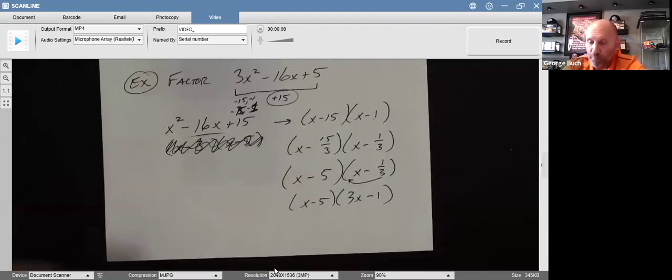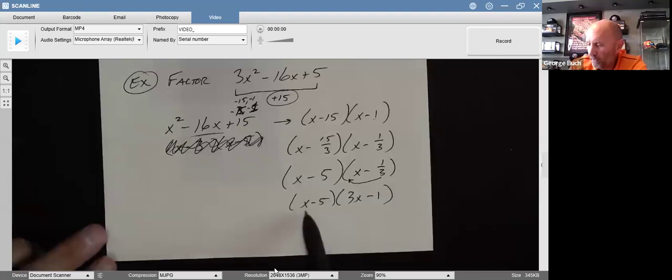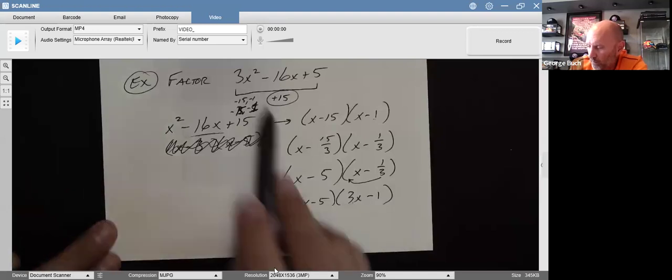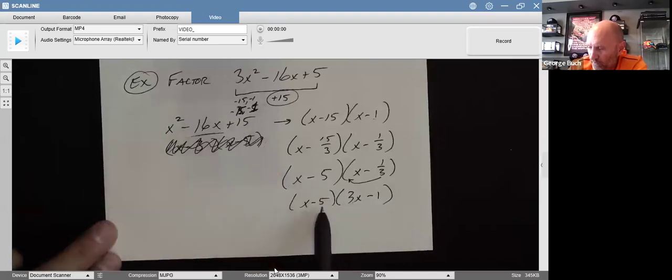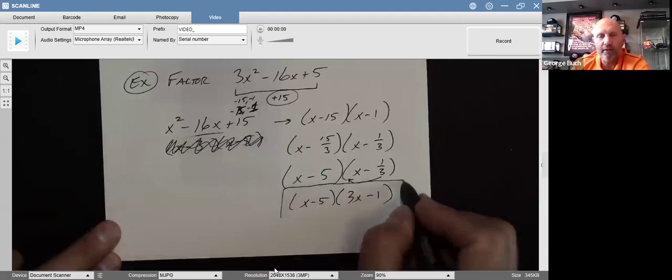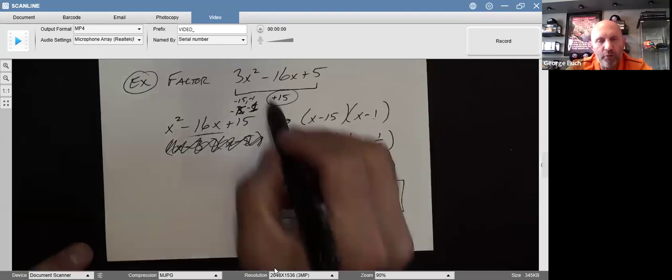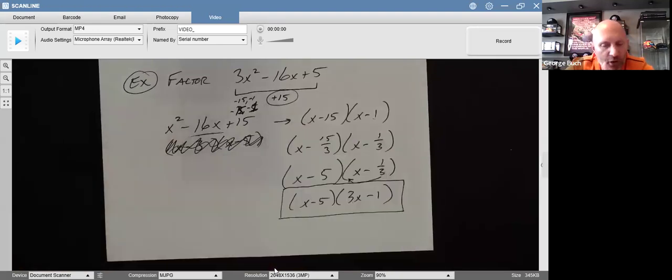Now we are done. But again, my suggestion, especially if you're not great at these, or if this is on a test and you want to make sure you get 100 on this, let me FOIL it. So x times 3x, 3x squared. Minus x minus 15x is minus 16x, and negative 5 times negative 1 is plus 5. So I am 100% sure that is the factoring of the value that we started with. You can always use FOIL to go back and check yourself to make sure that what you assume to be the factor is in fact the true factoring.